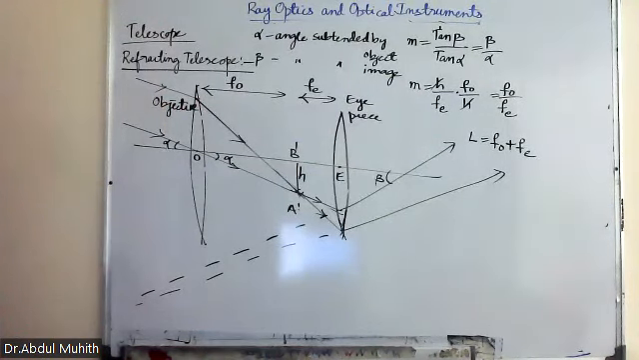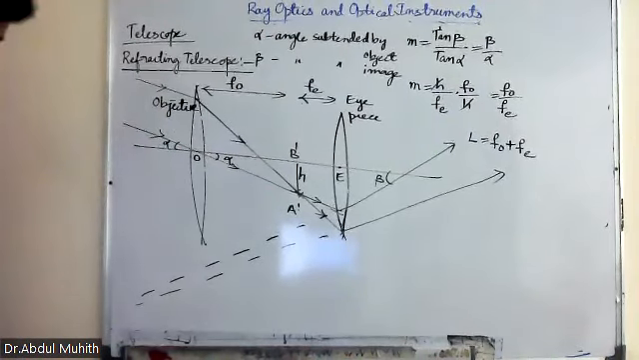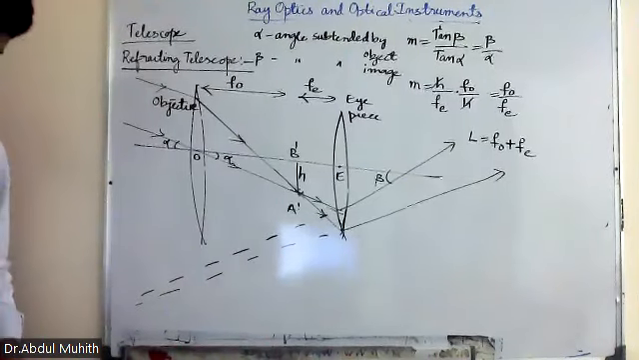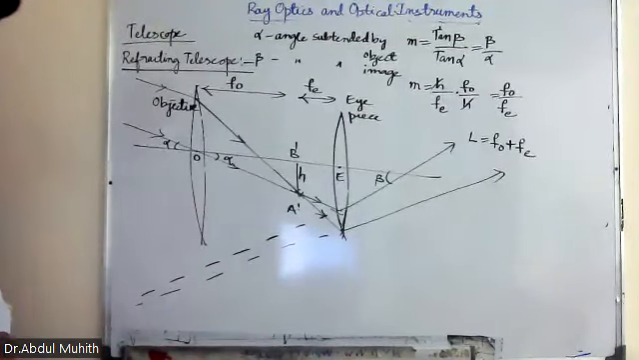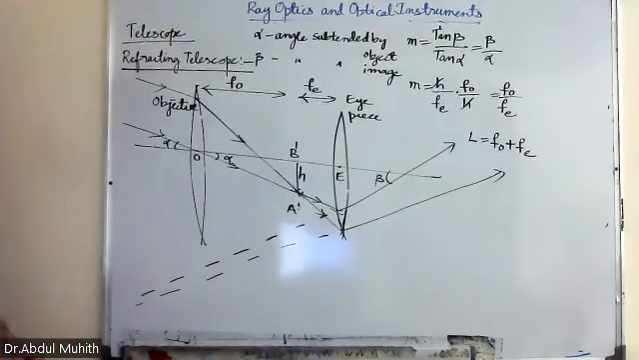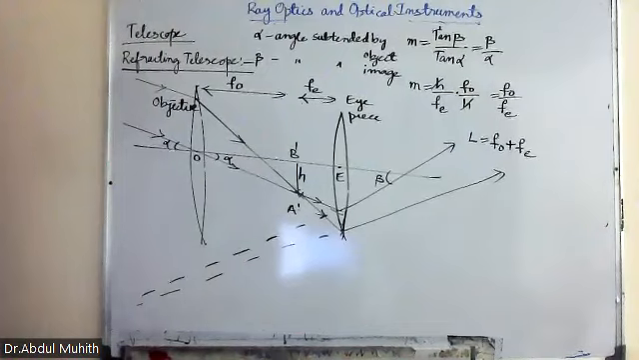Terrestrial telescopes have a pair of inverted lenses. So this is mostly a terrestrial telescope, as I told you, a refracting telescope. Is it clear, all of you? Yes, sir. We will quickly do a numerical on both of them, the refracting telescope and the microscope.